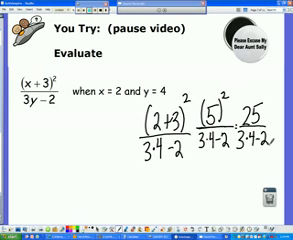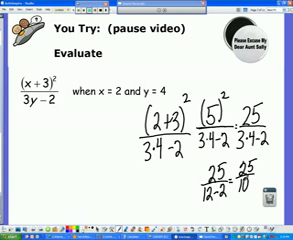We've used all of our exponents. The next step would be multiply or divide. So 3 times 4 would give us 12 minus 2. No more multiply or divide, so now we move to add or subtract. So we have 25 divided by 10.